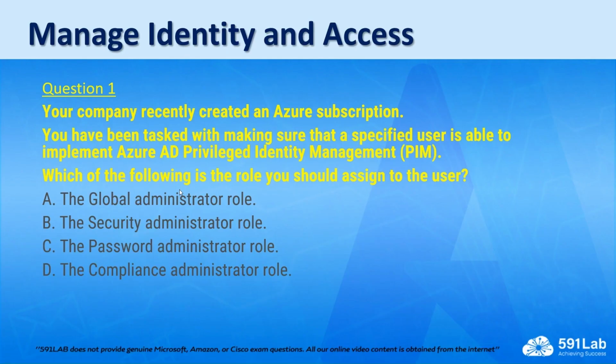Your company recently created an Azure subscription. You have been tasked with making sure that a specified user is able to implement Azure AD Privileged Identity Management. Which of the following is the role you should assign to the user? So the underlying term here is implement Azure AD Privileged Identity Management, PIM. Choice A is Global Administrator role, B, Security Administrator role, C, Password Administrator role, D, Compliance Administrator role.